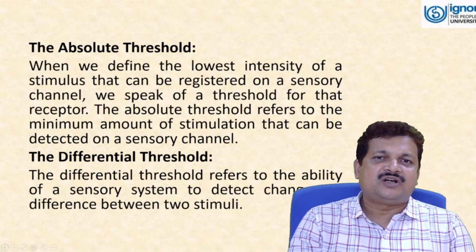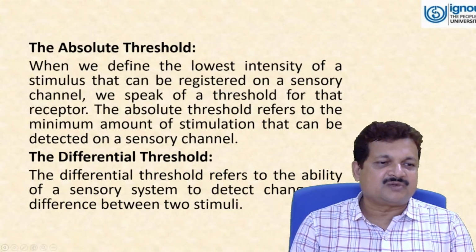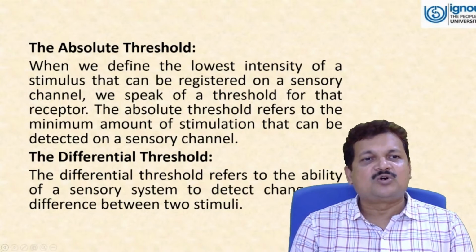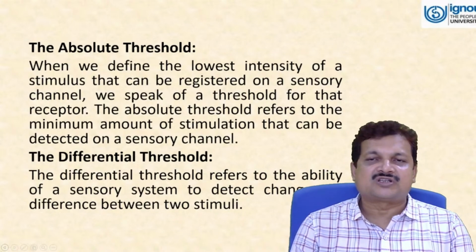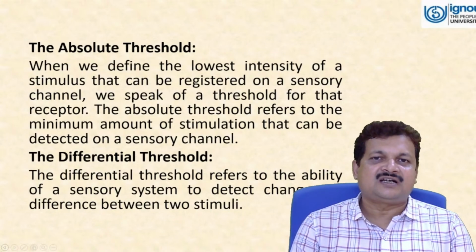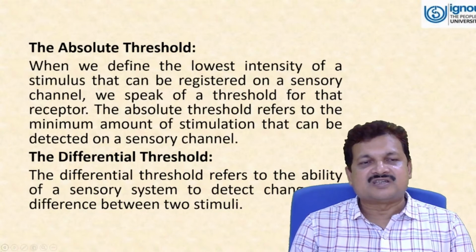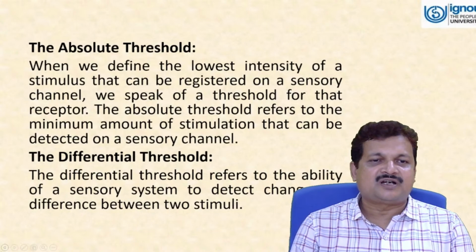Absolute threshold is when we define the lowest intensity of the information that must be there. It may be a picture mode, color mode or sound mode, which can affect one of your sensory organs. If it is unable to affect, it means that is not the absolute threshold. So you need to maintain a minimum level of stimuli so that it can affect the sensory organs.